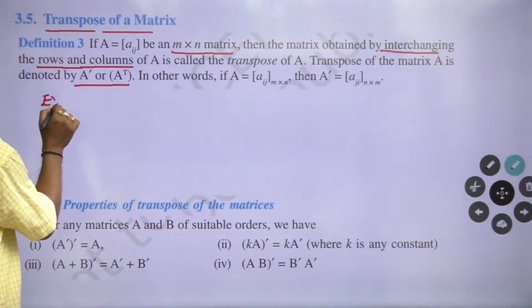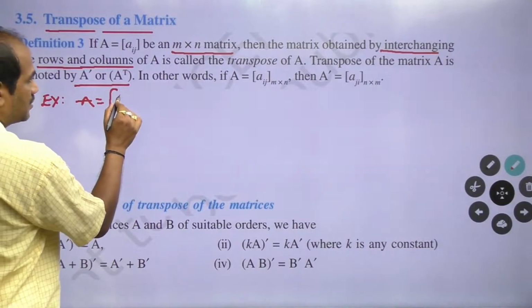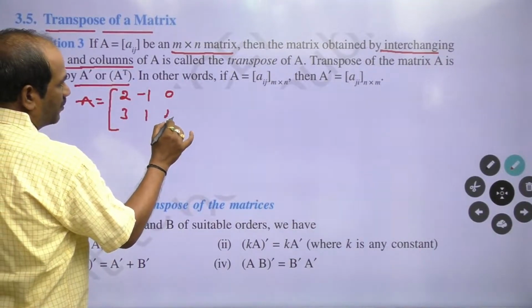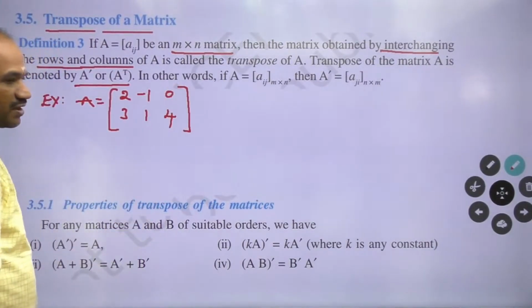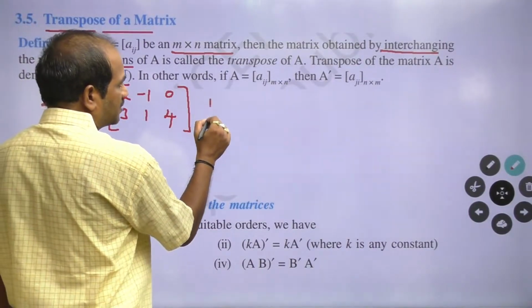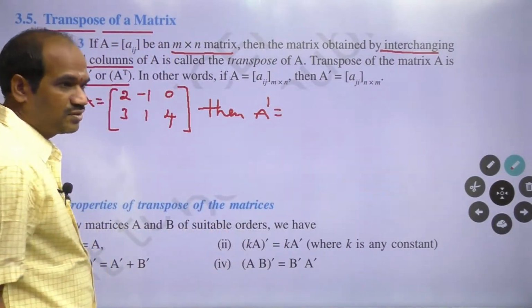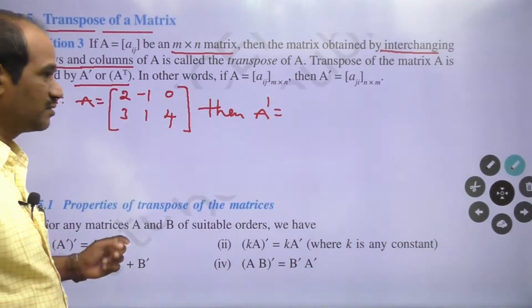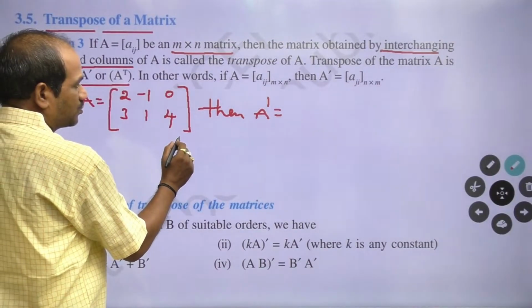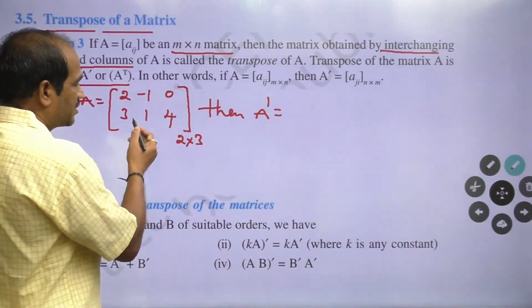If A is equal to the matrix with first row 2, minus 1, 0 and second row 3, 1, 4, this is A. The transpose of the matrix A is A dash, which means interchanging rows into columns. This first row, second row, with 3 columns, is a 2 by 3 matrix.